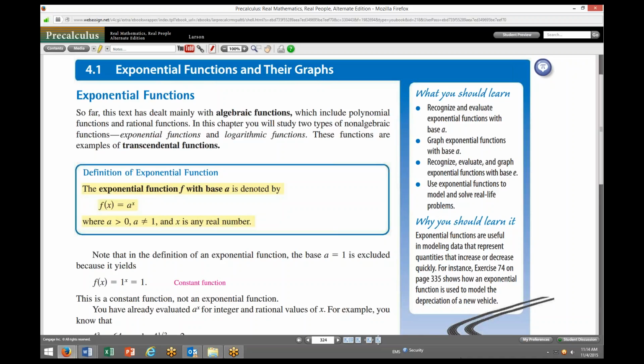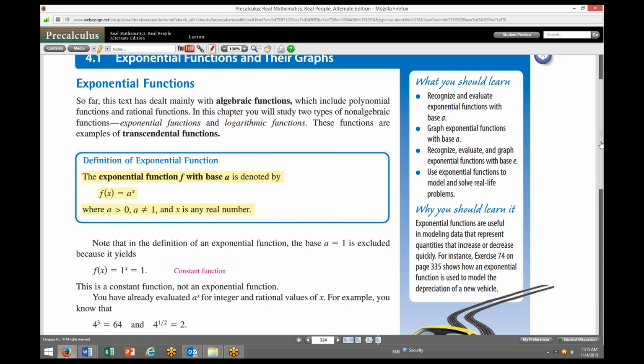And there's going to be two fundamental kinds of these. There's going to be the kind where the base is a fraction between 0 and 1, like 1/2 or 1/3 or 3/4, or the base is greater than 1, like 2 or 3 or 10 or whatever. So those two basic types we're going to see graph very differently in just a minute here.